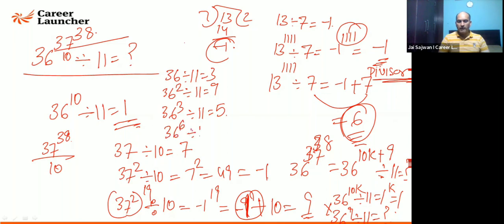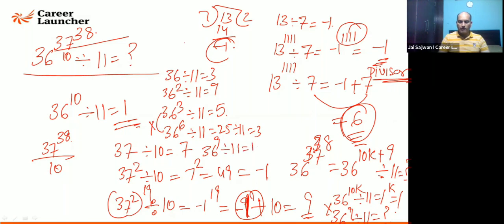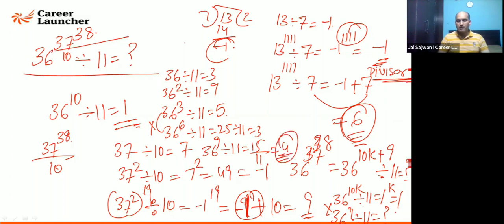36 to the power of 6: 5 squared is 25, divided by 11, remainder is 3. So can I say 36 to the power of 9 will be the product of these two values, 5 times 3, which is 15, divided by 11, remainder comes out to be 4. So the remainder of this comes out to be 4 here. So your answer is 1 times 4, which is 4 itself. I believe it is clear to all of you now. Vidhi, Ritika, Steffi, Shubham.